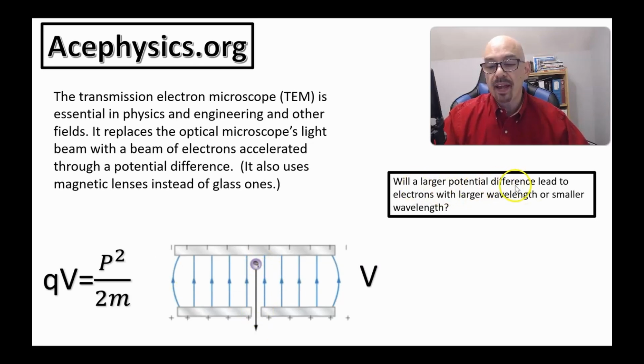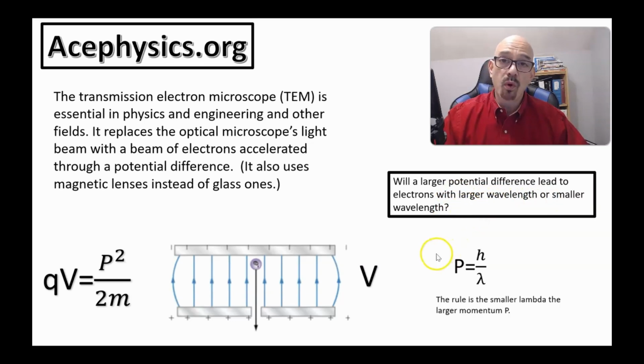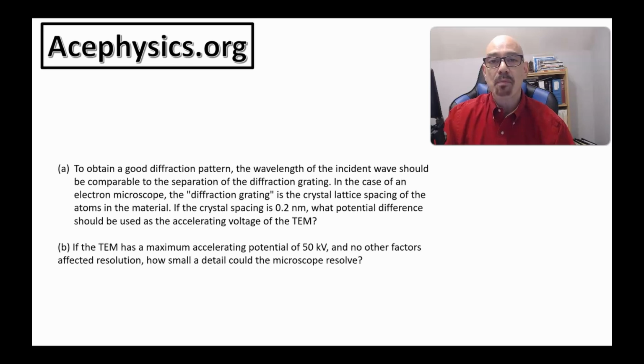Will a larger potential difference lead to electrons with larger wavelengths or smaller wavelengths? What do you think the answer is? The rule you should always remember is the smaller lambda, the larger the momentum. Small lambda means big momentum, big speed. Big lambda means small momentum. Now let's move on to the next example problem involving a TEM.